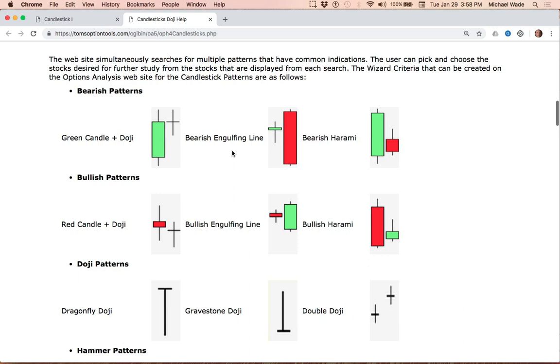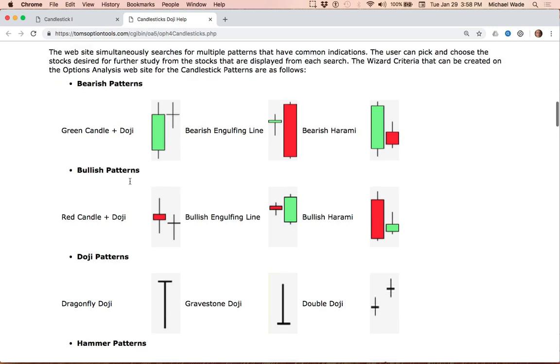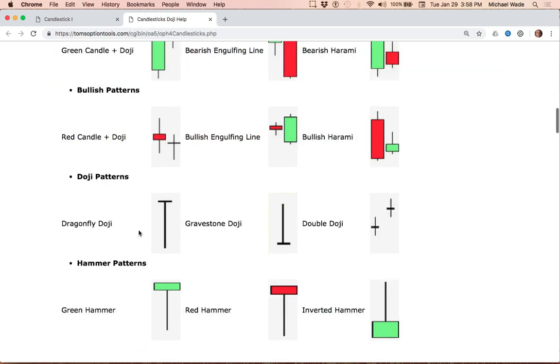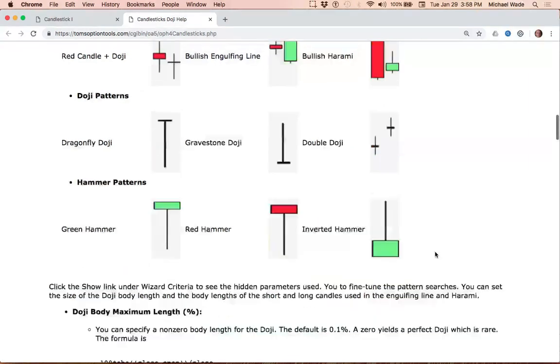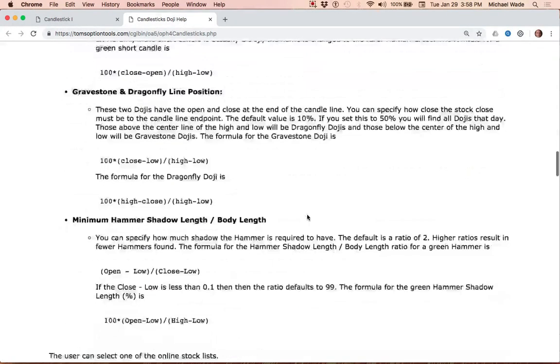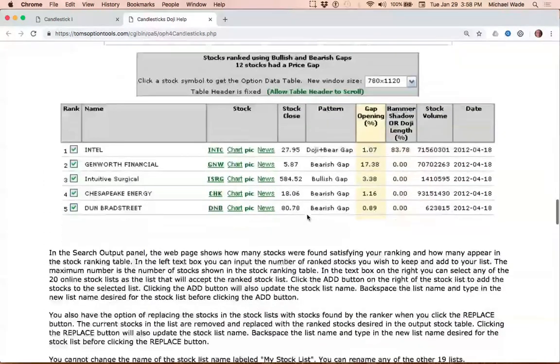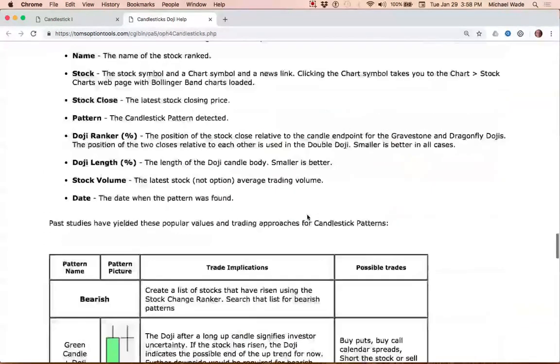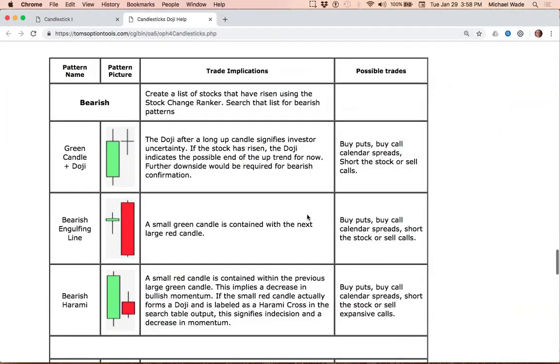You've got other patterns like bearish engulfing and bearish harami, bullish patterns, doji reversal patterns, the ones I just mentioned, hammer patterns. You can look in here with some more fine tuning about how to analyze these patterns. There's really a lot of value in the actual help. You'll notice also that for each of the signals, it talks about the trade implications and possible trades.